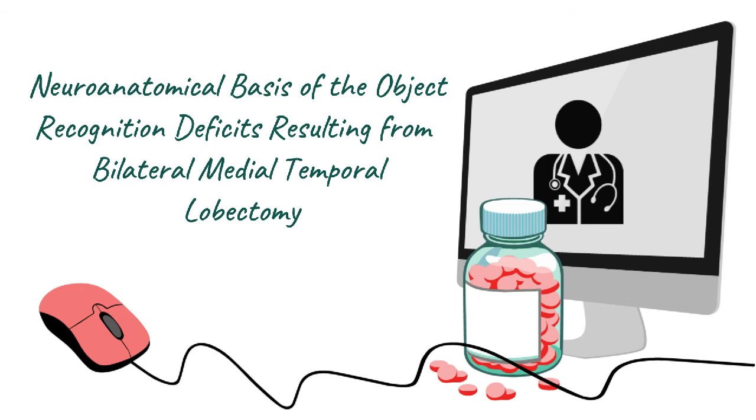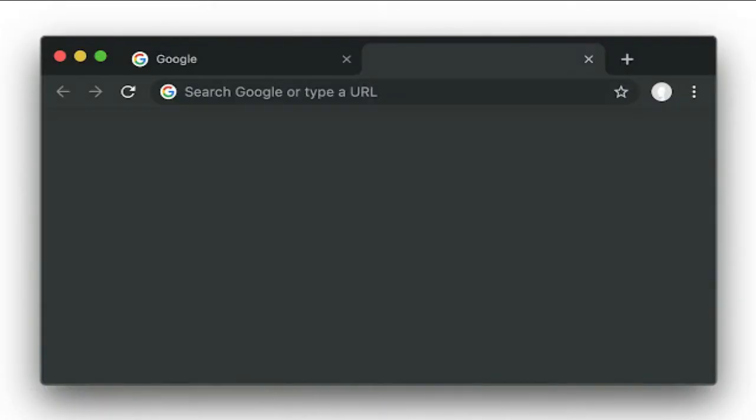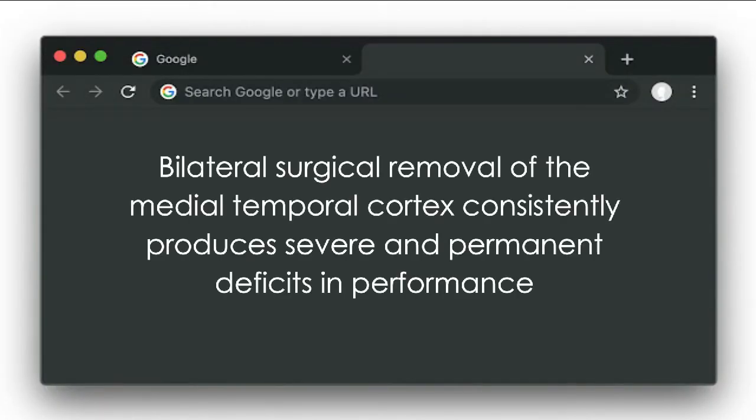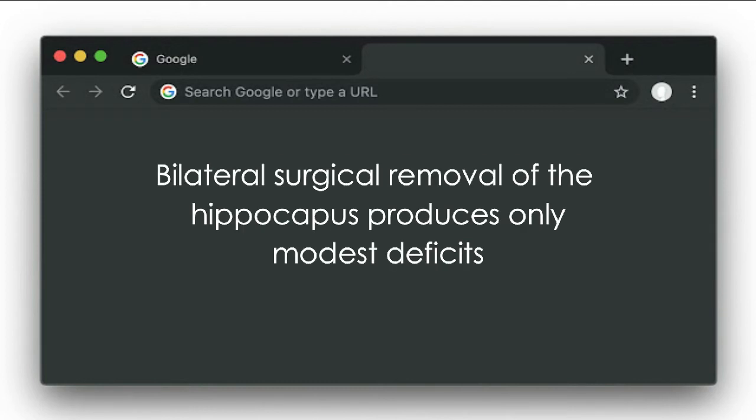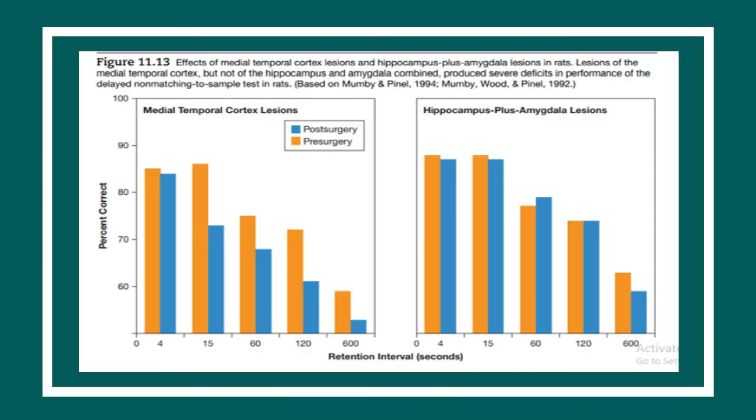Neuroanatomical basis of the object recognition deficits resulting from bilateral medial temporal lobectomy. Bilateral surgical removal of the medial temporal cortex consistently produces severe and permanent deficits in performance on the delayed non-matching to sample test and other tests of object recognition. In contrast, bilateral surgical removal of the hippocampus produces only modest deficits, and bilateral destruction of the amygdala produces none. This figure compares the effects of medial temporal cortex lesions and hippocampus-amygdala lesions on object recognition memory in rats.